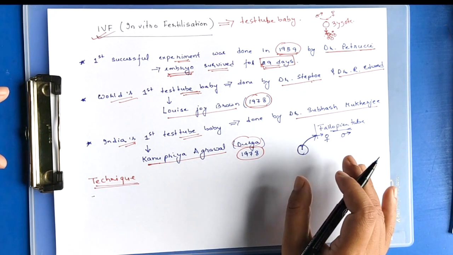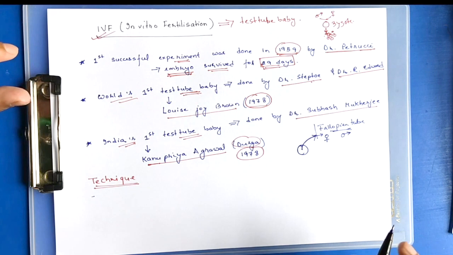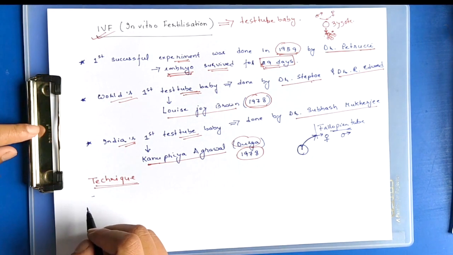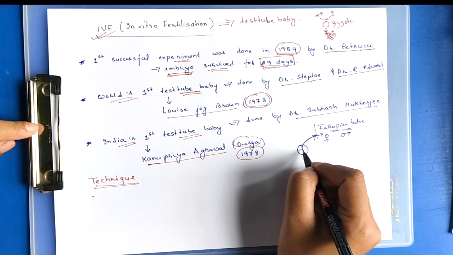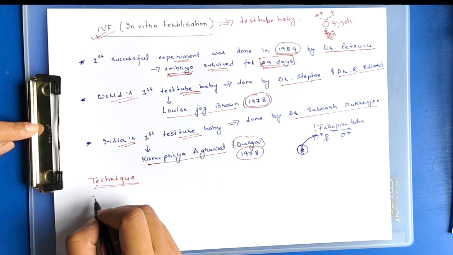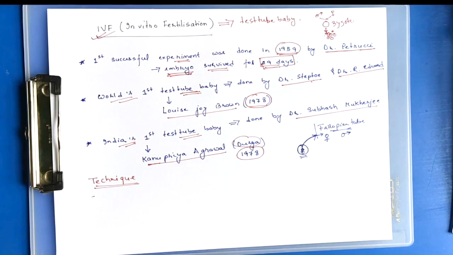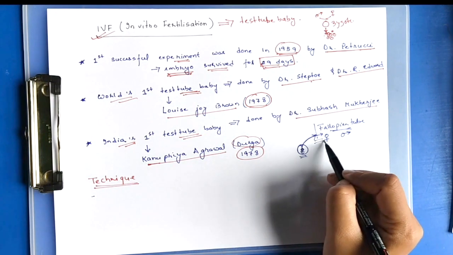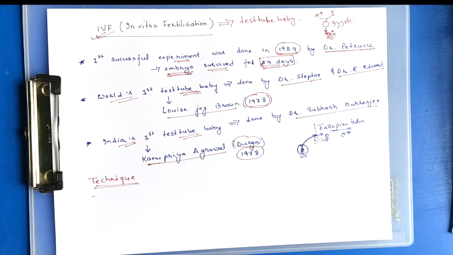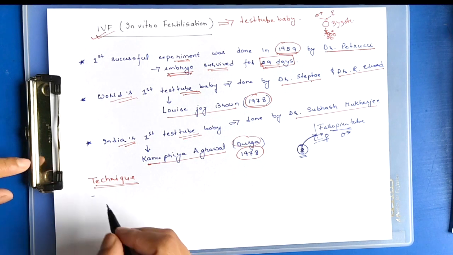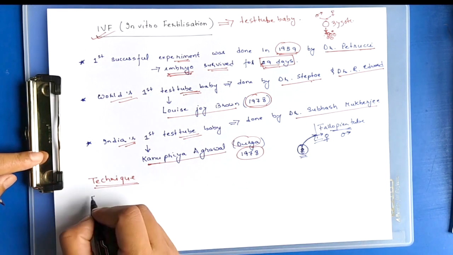In these conditions, in vitro fertilization is used. The woman's ovary is producing the ovum or egg, which means the ovary is functioning properly. The only thing is that the fallopian tubes are obstructed, there is a blockage.